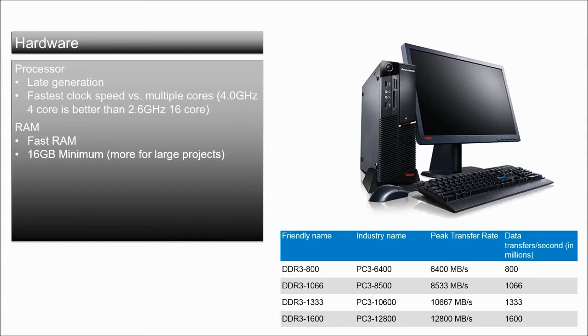But not all RAM is the same. I have a table on the bottom right of your screen there that shows you some different RAM speeds, and you'll notice the one at the top, they're all DDR3 RAM. The one at the top is 64 megabytes per second, but the bottom one is 12,800 megabytes per second. It's a much faster data transfer rate. So get enough RAM, but if you get the faster RAM, it's going to help you even more.